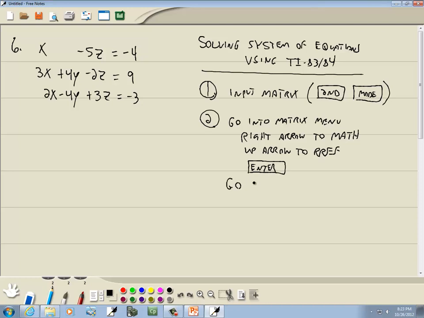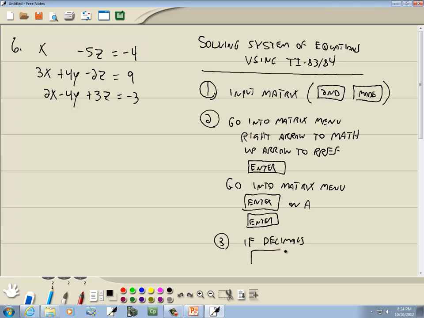And then we're going to go back into our matrix menu. And we'll do enter on A. And then we'll do enter again. And step 3. If you have decimals, you'll do math, enter, enter. So math, enter, enter.